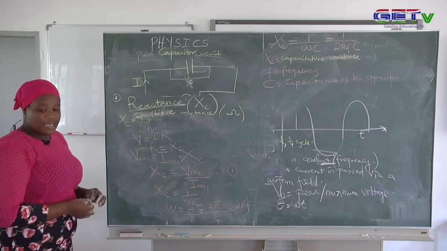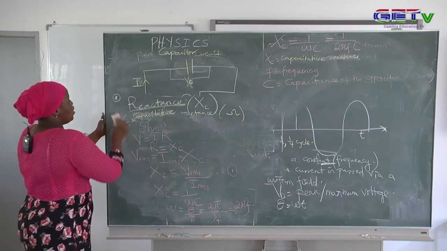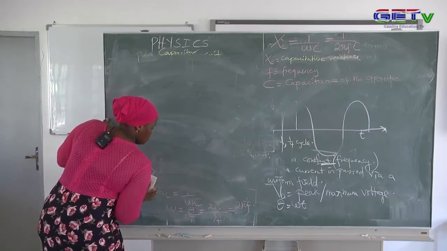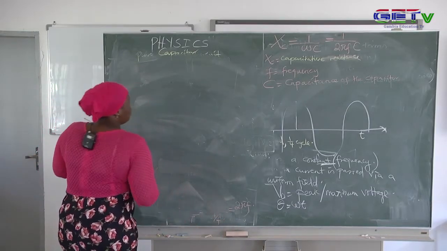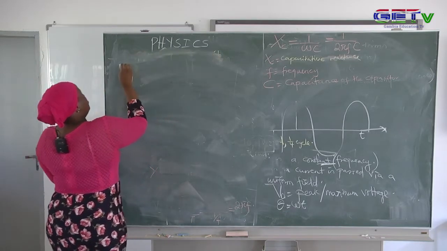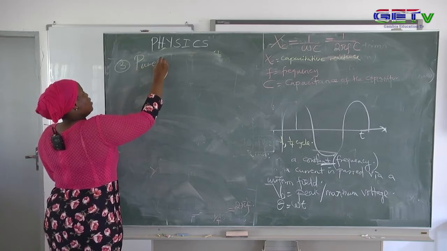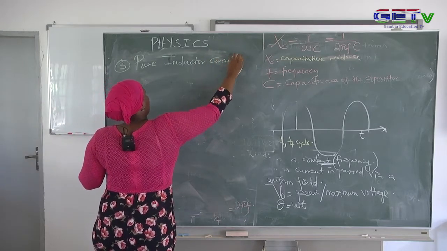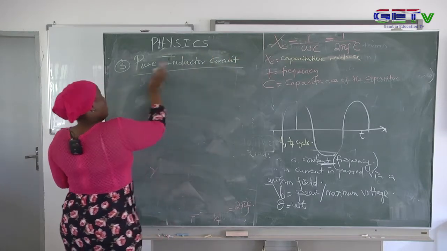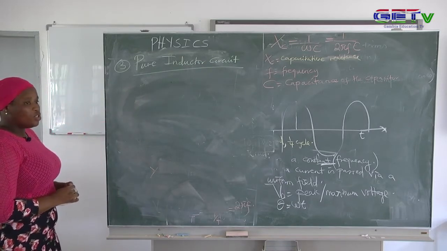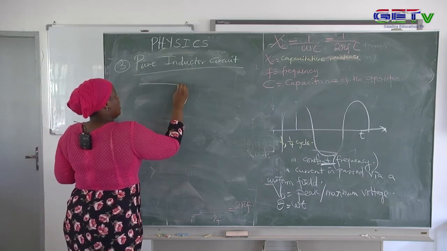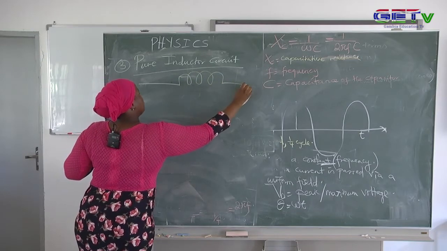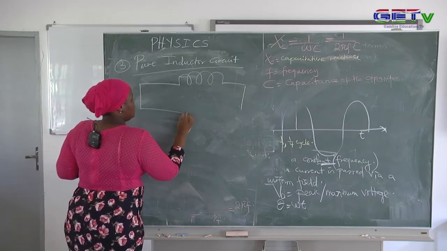Then we move on to the third type, and that should be a pure inductor circuit. A pure inductor circuit. And as the name suggests, it is only an inductor which is present. We should draw it like this, forgive my diagram, okay? That is it.